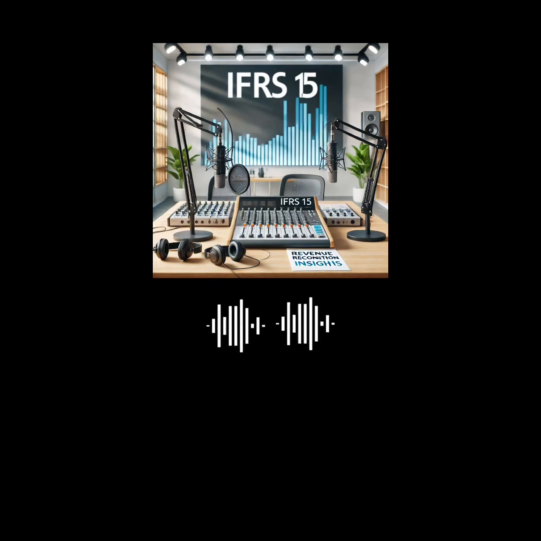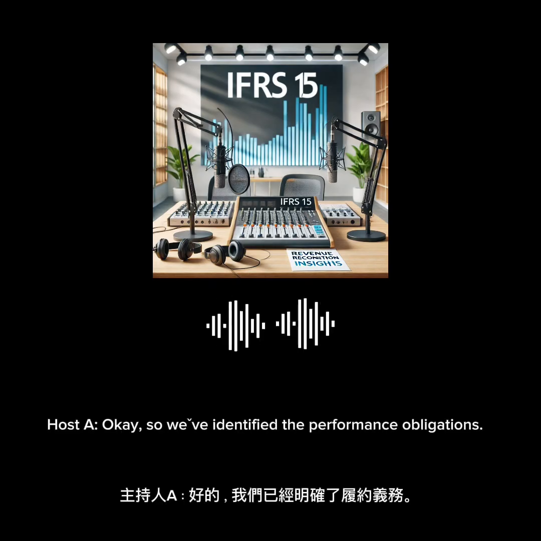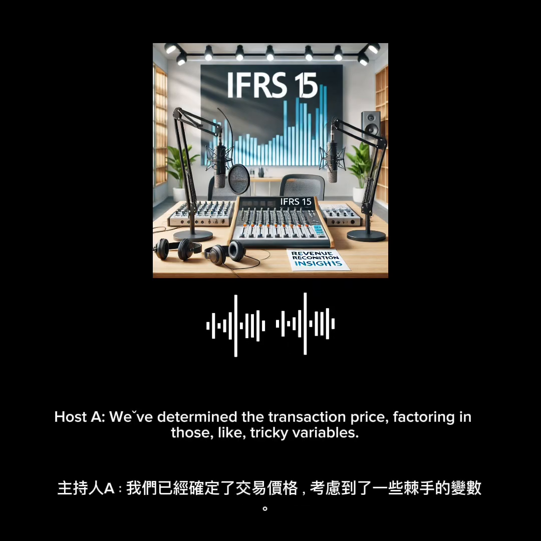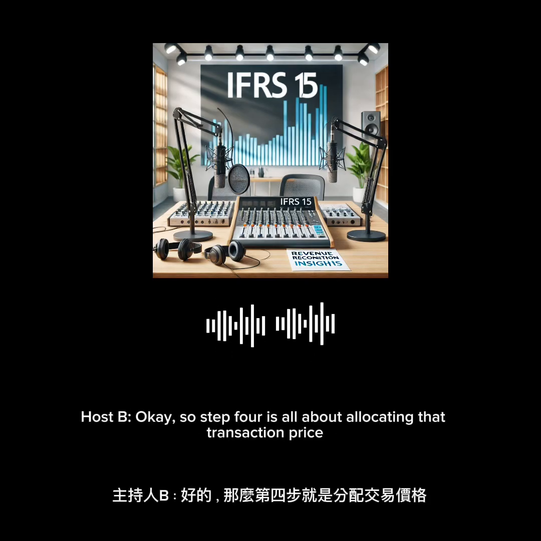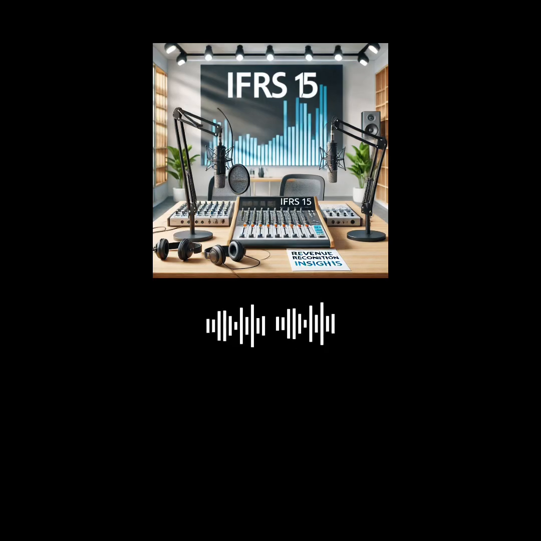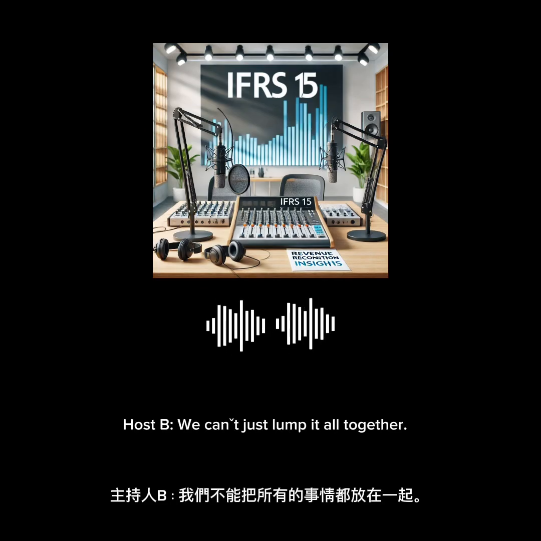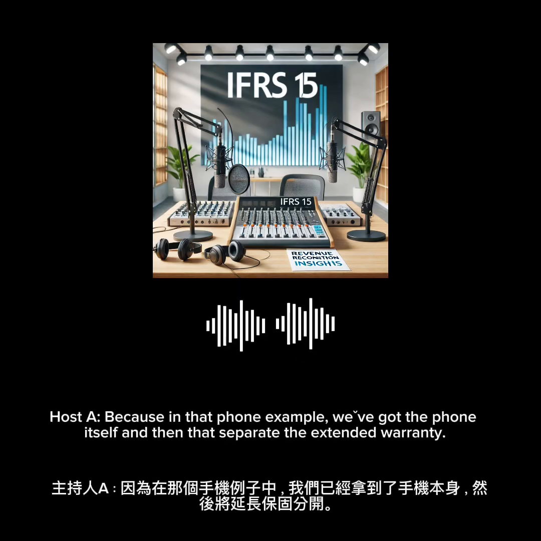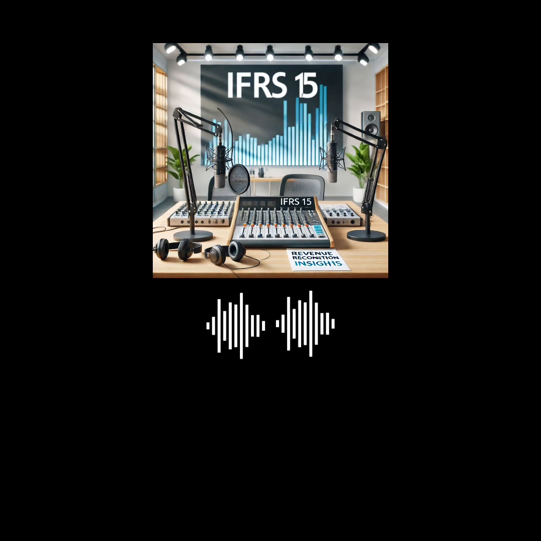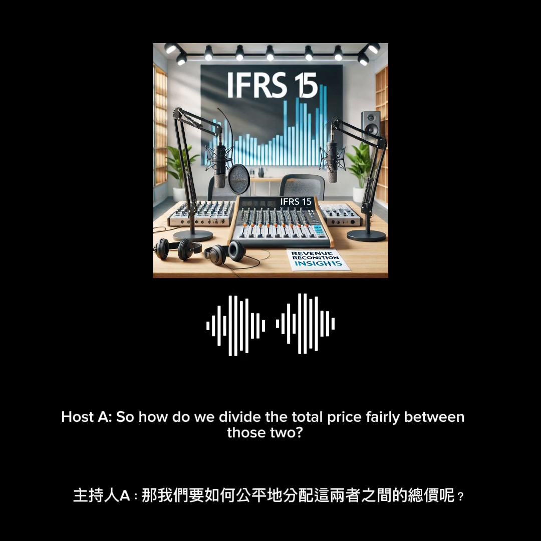Okay, so we've identified the performance obligations. We've determined the transaction price, factoring in those tricky variables. What's next? Step 4 is all about allocating that transaction price to each of the individual performance obligations. We can't just lump it all together anymore. Right, because in that phone example, we've got the phone itself and then the separate extended warranty, each with their own distinct value. So how do we divide the total price fairly between those two?